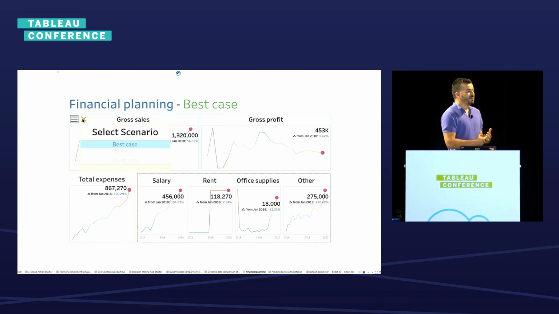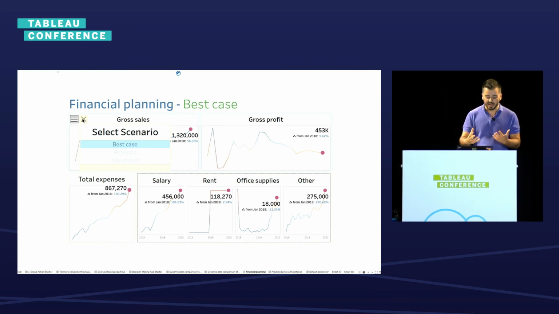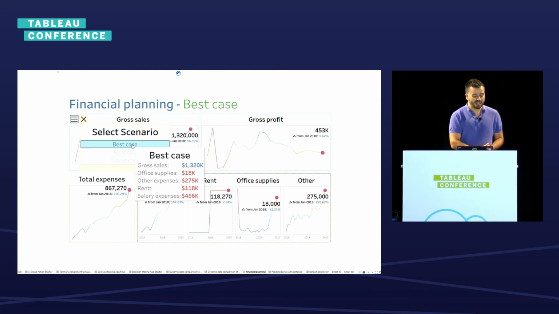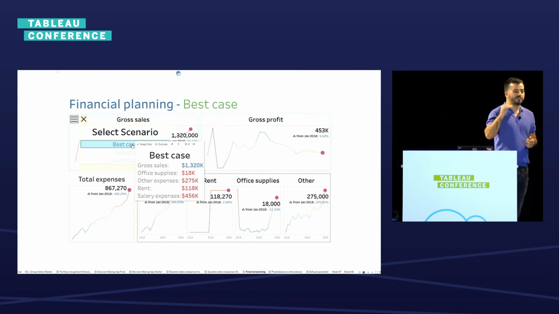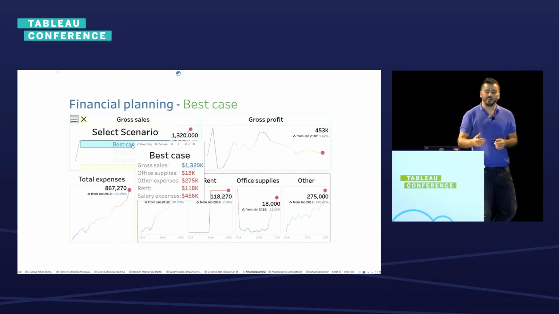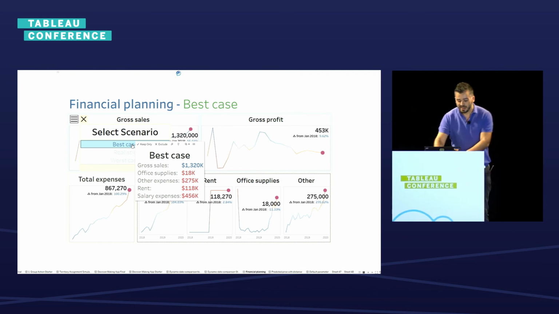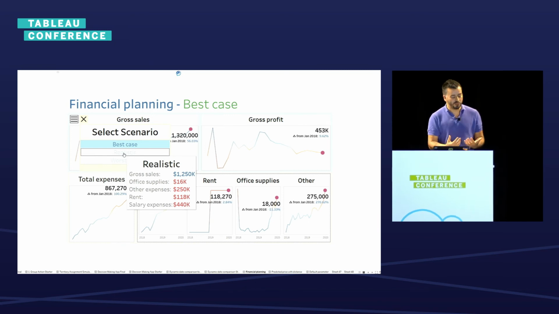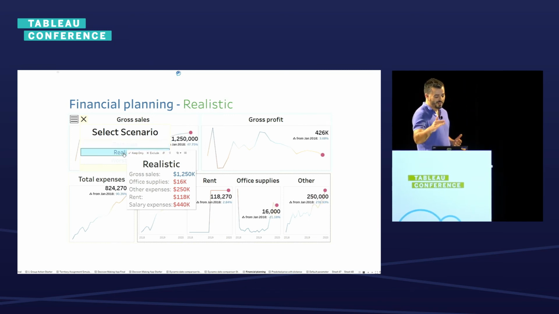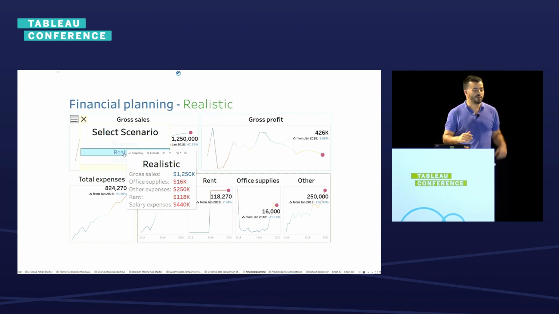I have these scenarios hidden in a show and hide container. And as you can see, best case has been selected, and I can see what are the values that we are passing to Tableau from this best case scenario. Now, I also have a realistic scenario, and I can quickly check what happens if I pass the values for gross sales, office supplies, etc., that you see on the screen.